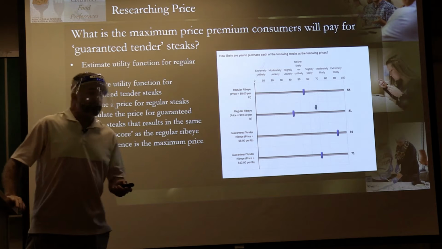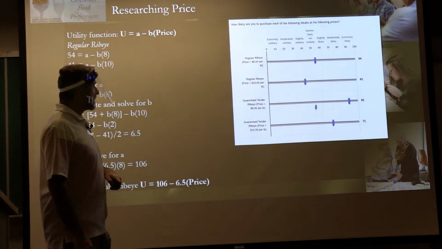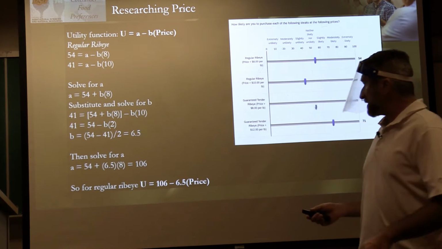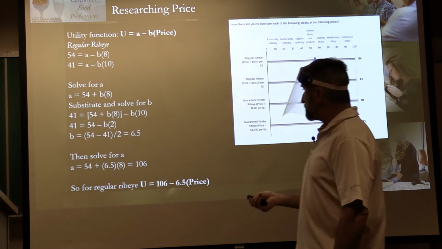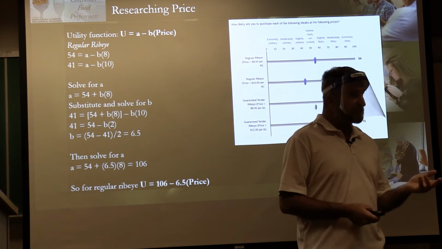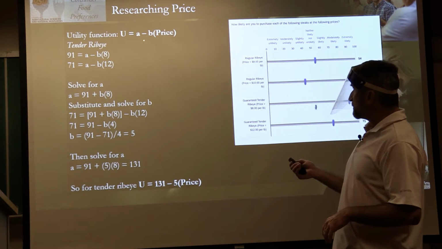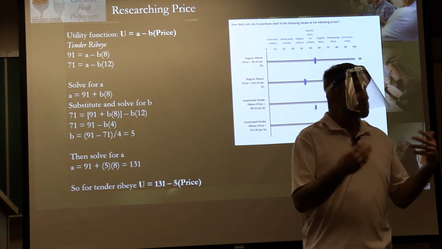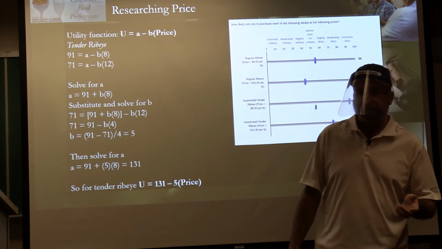And then what you have to do is basically exactly what we did in this class. You have to use the scores, and you have to estimate a utility function for the regular ribeye, meaning you have to solve for the value of A and the value of B, and everybody's A and B will differ. Then you have to estimate the value of A and B for the guaranteed tender ribeye. And so you get 2 different utility functions, just using basic algebra to solve.